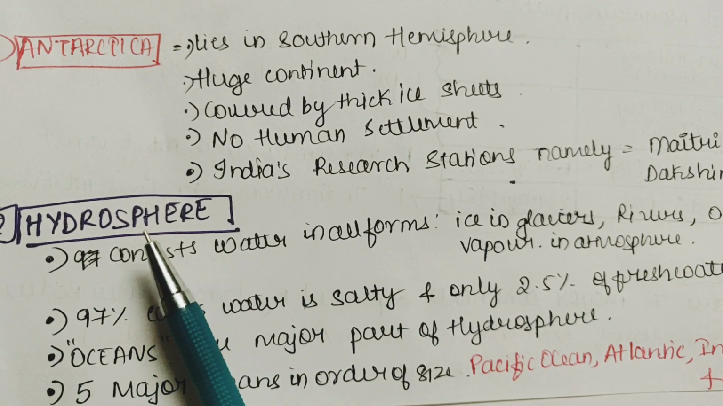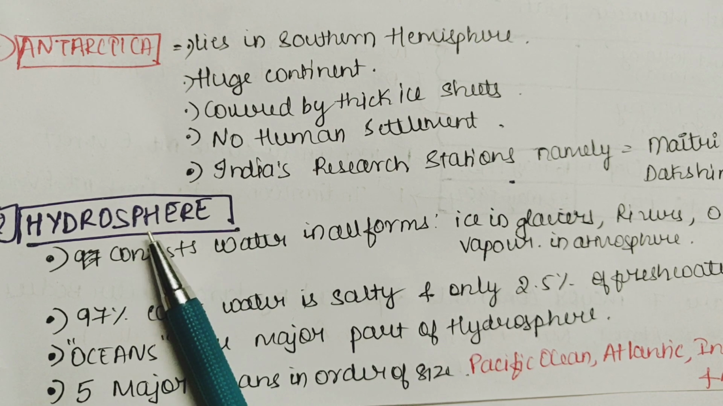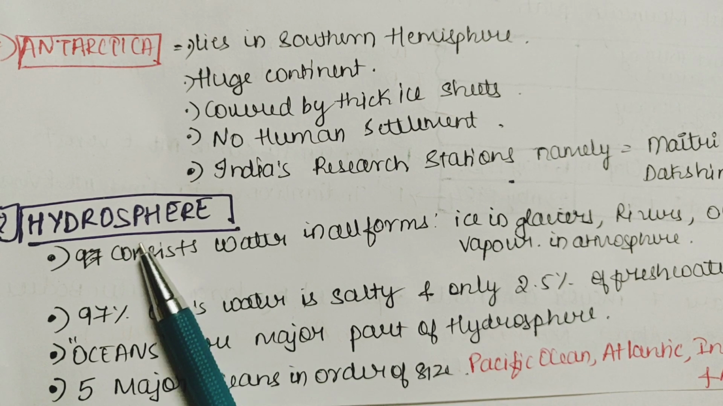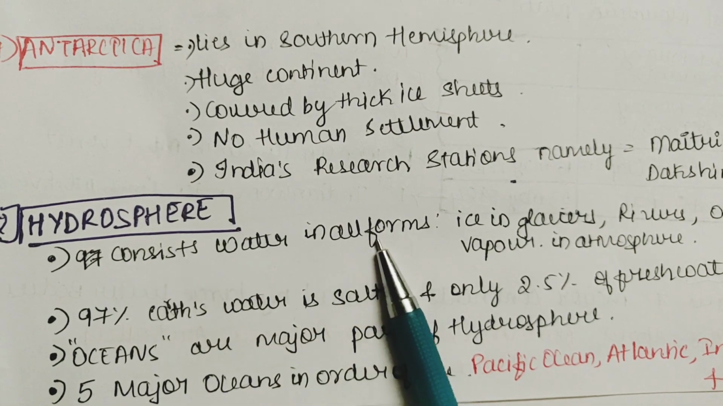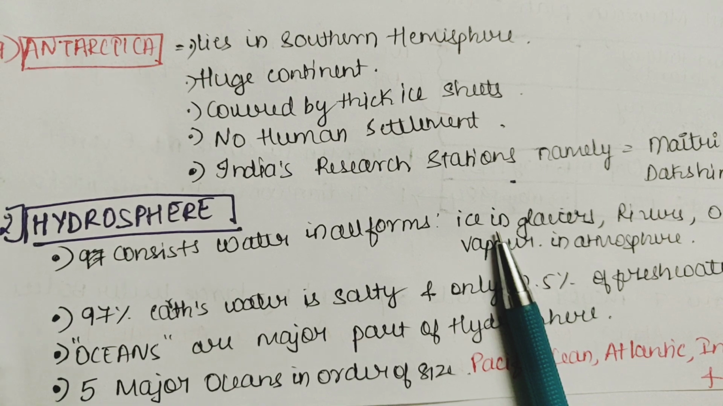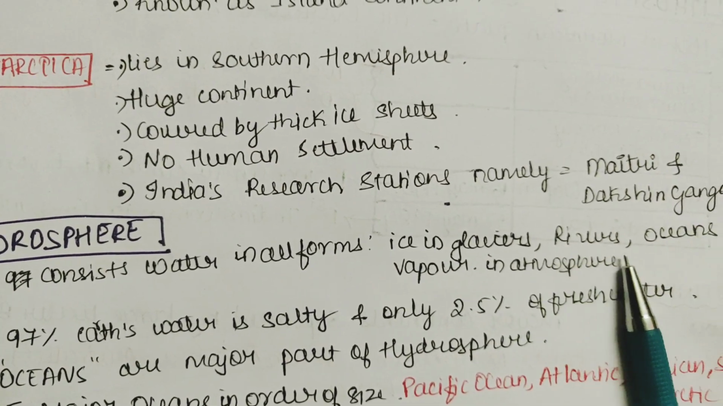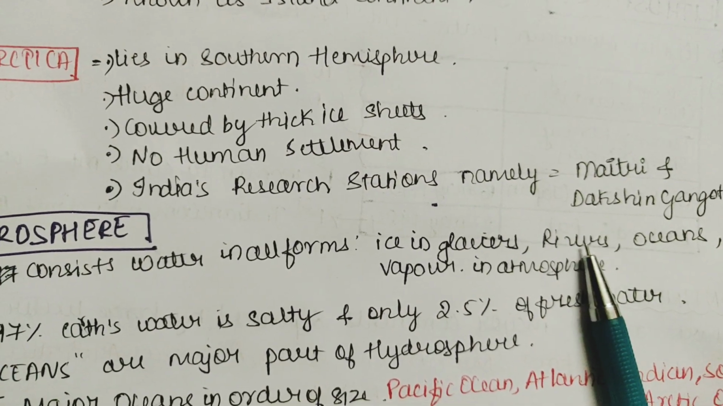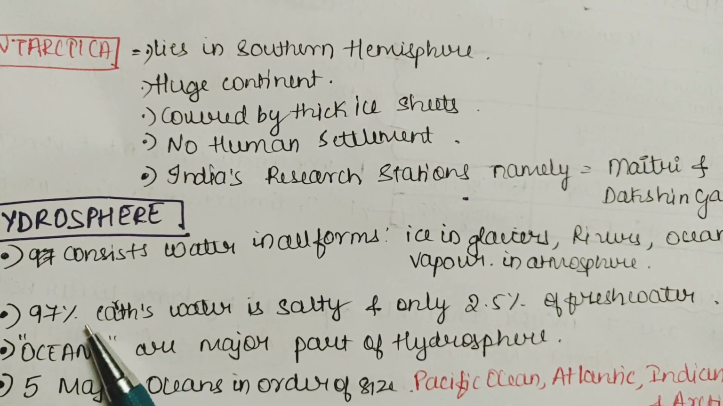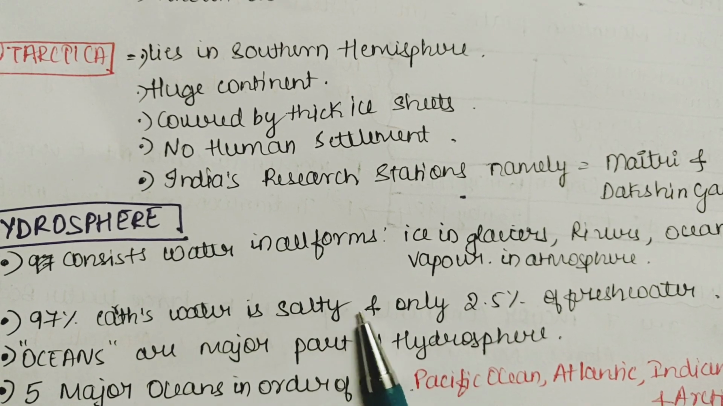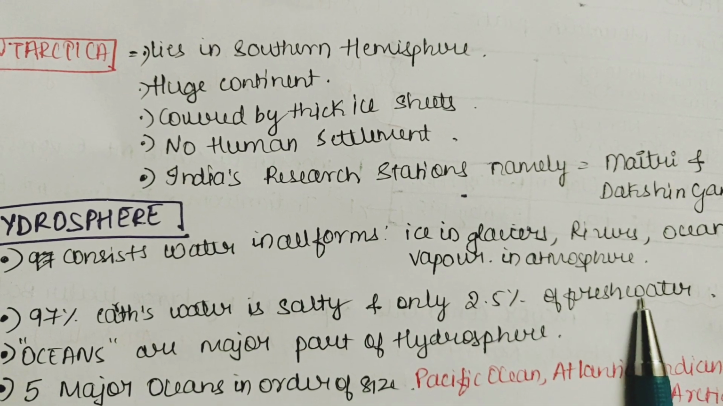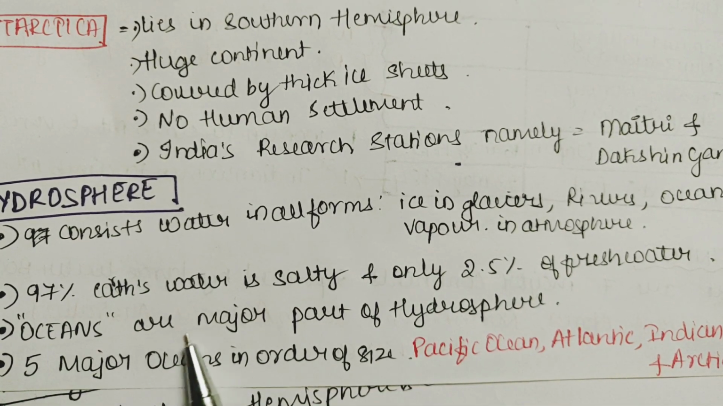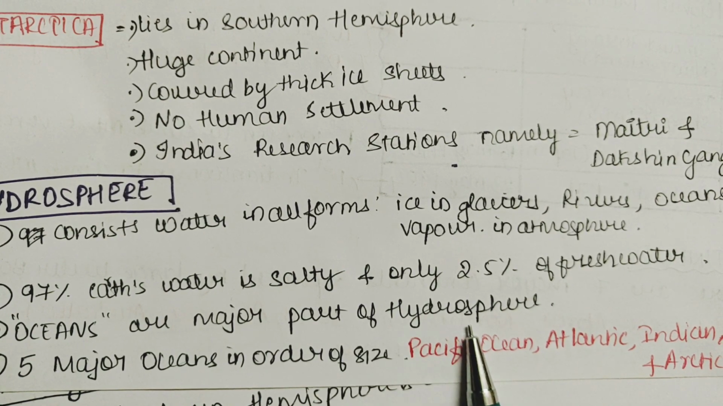So now let us understand more about the hydrosphere, which is the second main component of the environment. Hydrosphere consists of water in all forms, that is ice in glaciers, rivers, oceans, water vapor in atmosphere. 97% of the earth's water is salty and only 2.5% is of fresh water. So the oceans are the major part of hydrosphere.